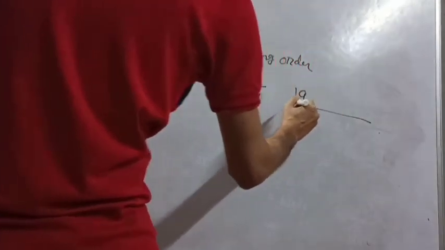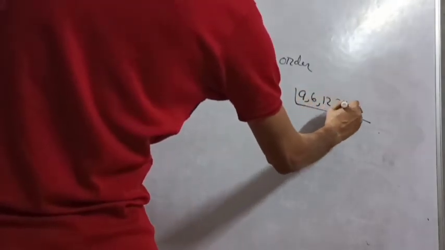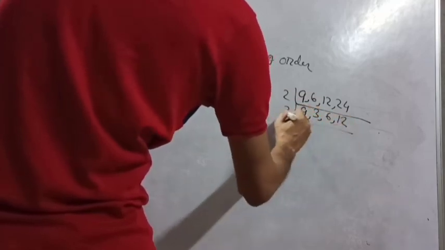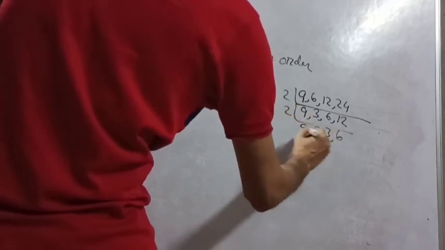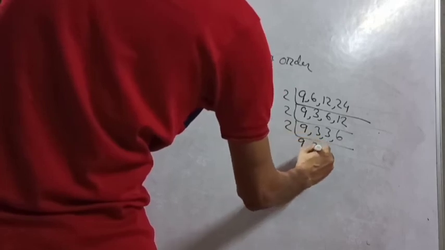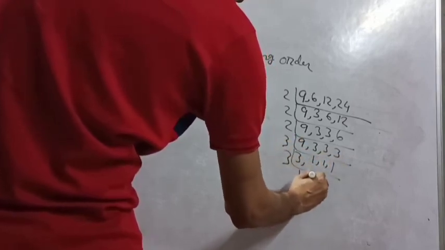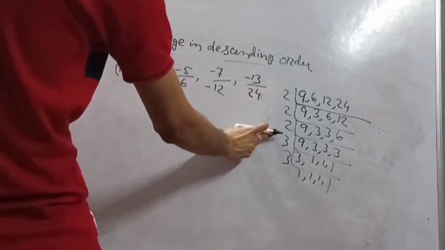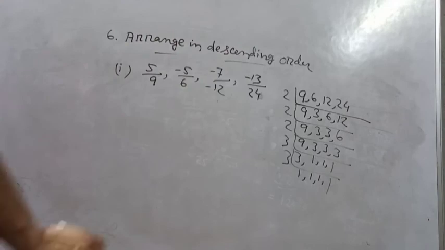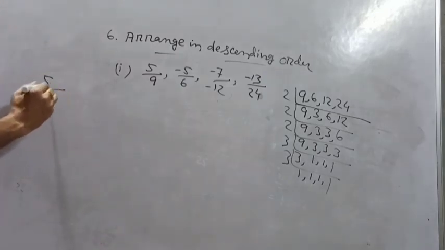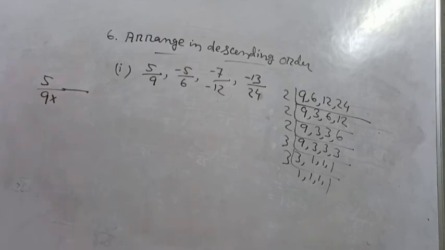Let's see here: 9, 6, 12 and 24. I have to take the LCM. 2, 3, 3, 3. So 2 2s are 4, 4 2s are 8, 8 3s are 24, 24 3s are 72. 72 is the LCM. With this LCM, we have to make the same denominator, because to compare the numbers we need the same denominator. Without the same denominator, we cannot write in descending order.